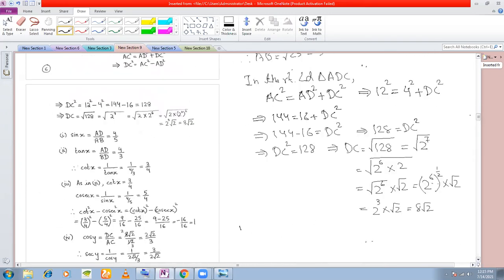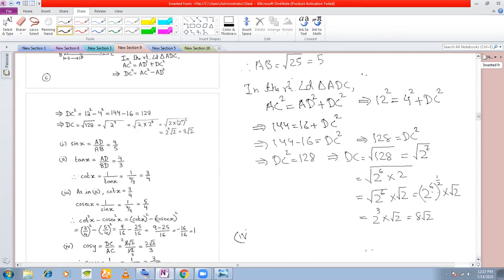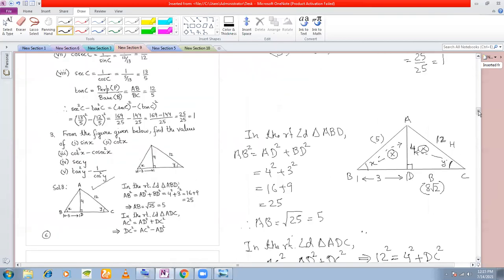So once we have got this, now we can find out sec y. In order to find out sec y, what do we need? We need cos y, right? Cos y is equal to, what is cos? Base by hypotenuse. If you see in the figure here, excuse me, sir.